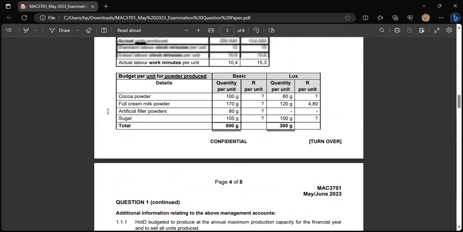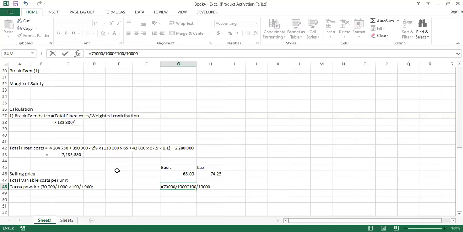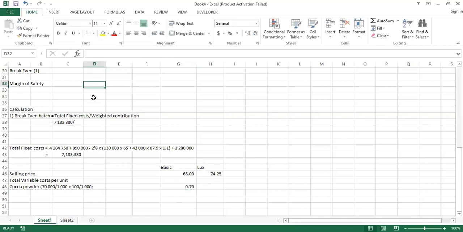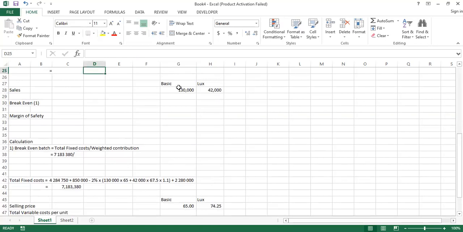All right, sorry, let me just go to the Excel. Which one are you talking about? Are we up here on the sales? No, by total fixed costs. You see, you used minus 2% multiplied by 130,000 times 65. I used the budgeted production units that we calculated in A, which is 260,000 for basic, and then Lux is 140,000.